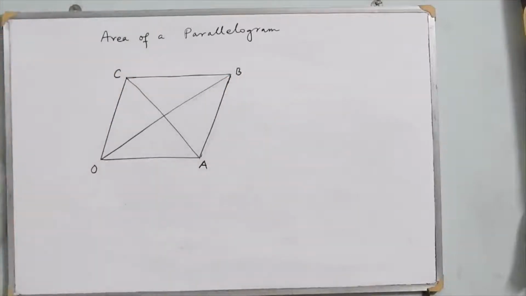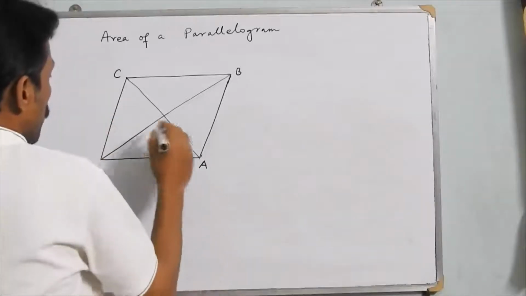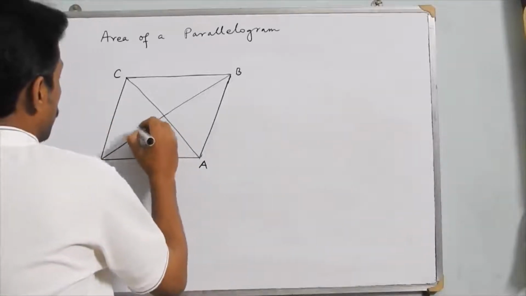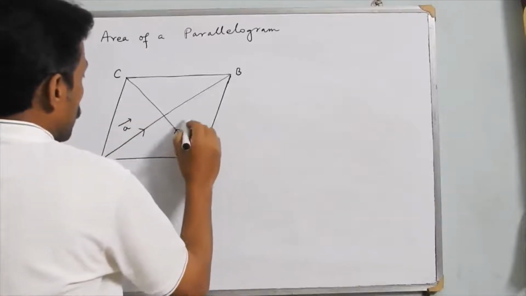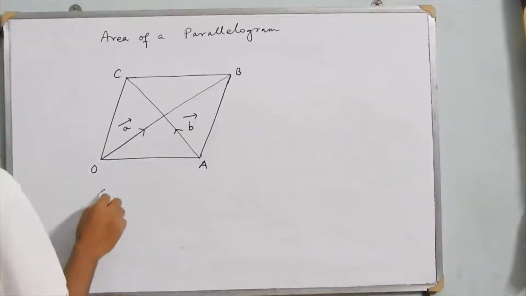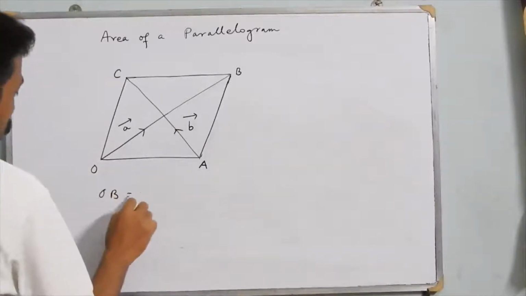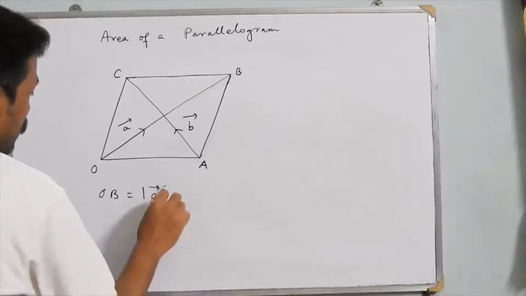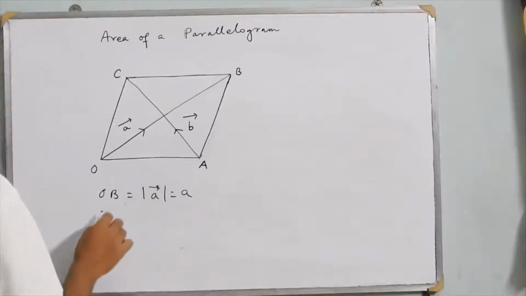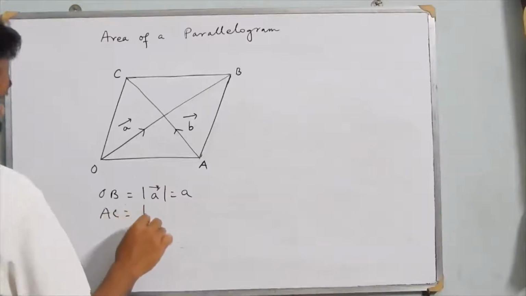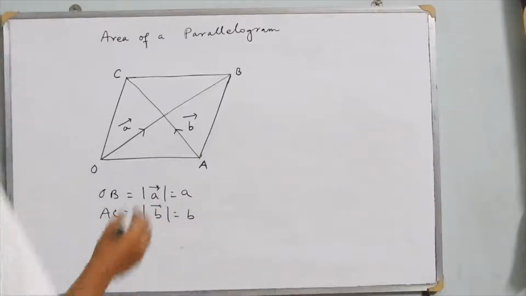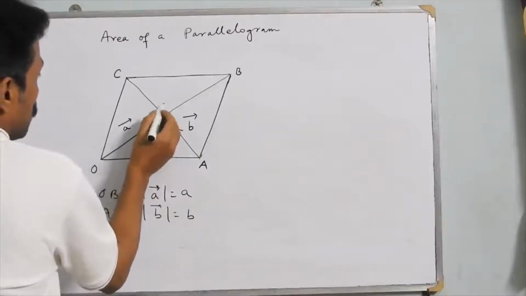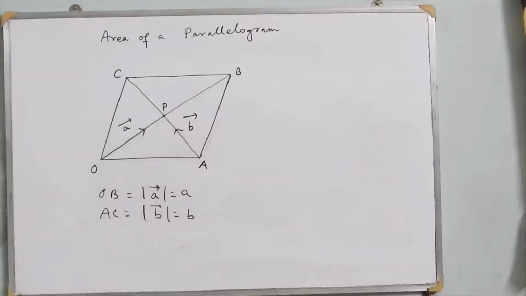Now suppose OB is A vector and AC is B vector. That means the magnitude of OB is the magnitude of A vector, that is A itself, and AC is the magnitude of B vector, that is B itself. So suppose the point of intersection of the diagonals is point P. We know that the diagonals bisect each other in a parallelogram.